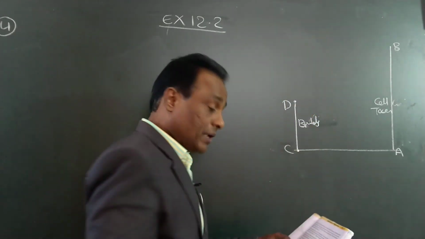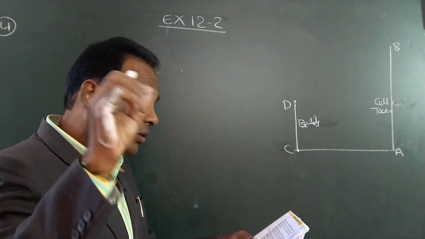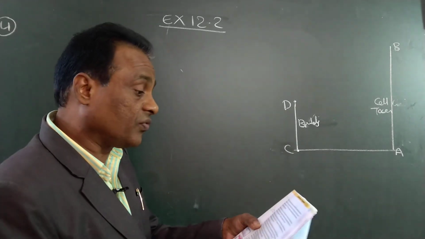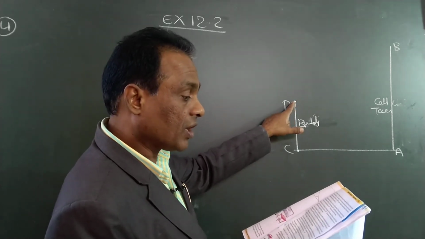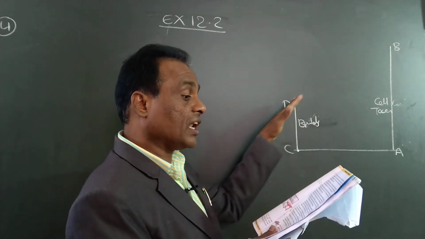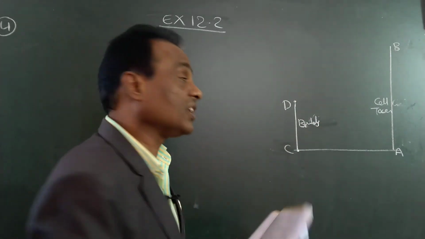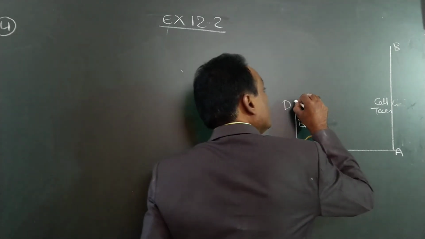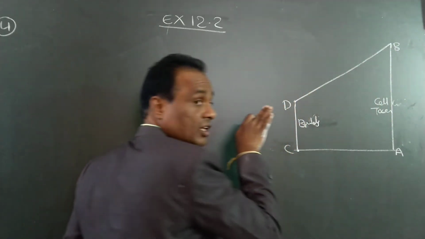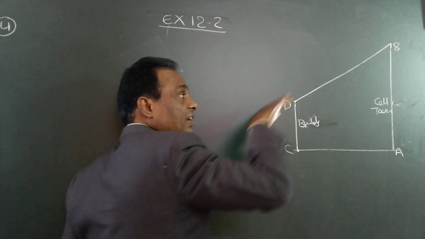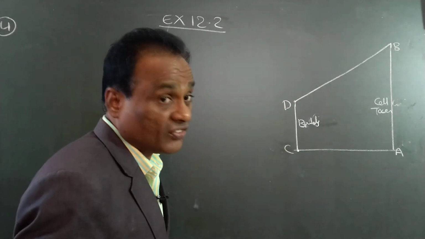So we went to the top of the building. From the top of a building, see the sentence, the angle of elevation of the top of the cell tower is 60 degrees. From here, we observe the top of the cell tower. The angle of elevation is 60 degrees.